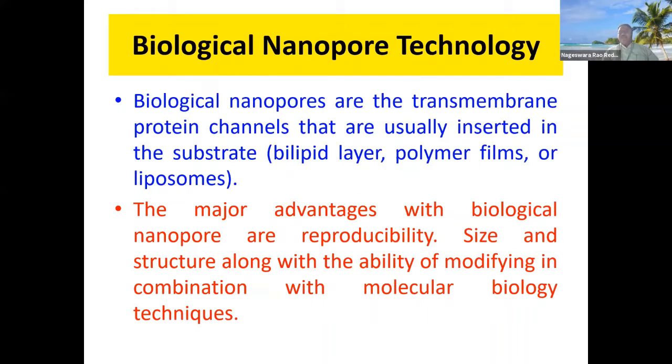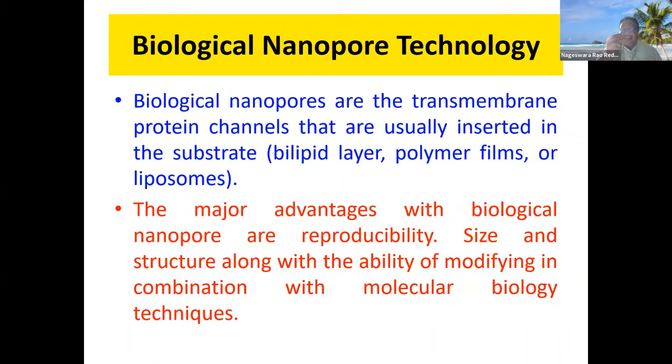Okay, so biological nanopores are nothing but the proteins, the transmembrane protein channels, which we already know, which you have seen in cells, the bilipid layer, or the polymer films, or liposomes. All these are the biological nanopore materials which can be made into channels in the chamber. The major advantage of this is reproducibility, size, structure, and the way we can combine and make it.